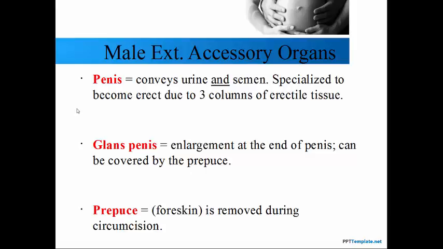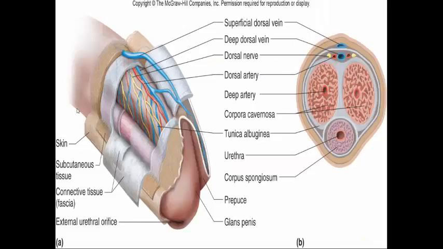At the very end of the penis, the enlargement at the end of the penis, is called the glans penis. And this is the area that's covered by the foreskin. And the foreskin's proper name is called the prepuce. And this is what is removed during a circumcision. So if you were to look close up at the end of a penis here, this structure here will be the very end of the foreskin, the prepuce.